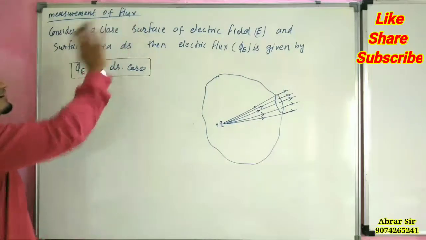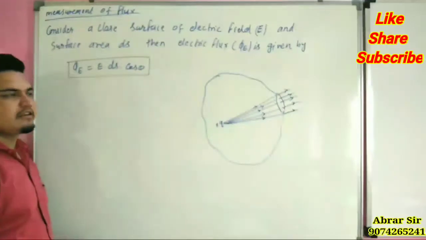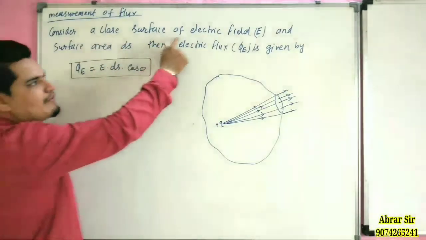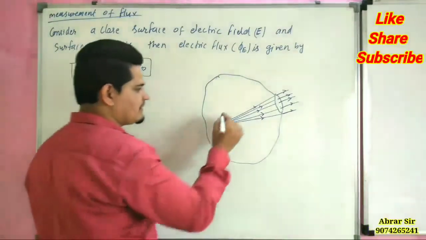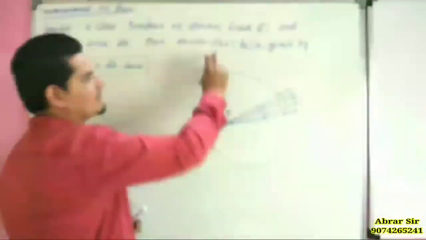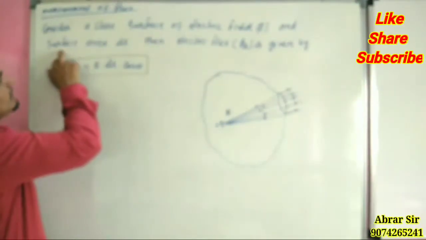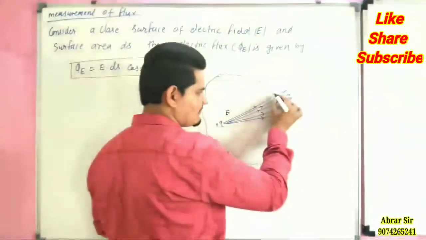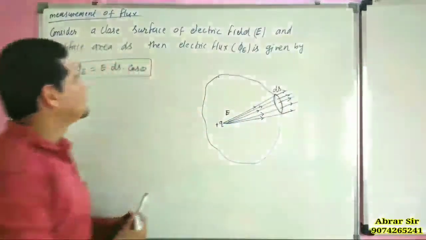So for measurement of electric flux, consider a closed surface in an electric field E. The electric field is denoted by E. Consider the closed surface in electric field E, with surface area element ds. This is the closed surface, and this is ds.